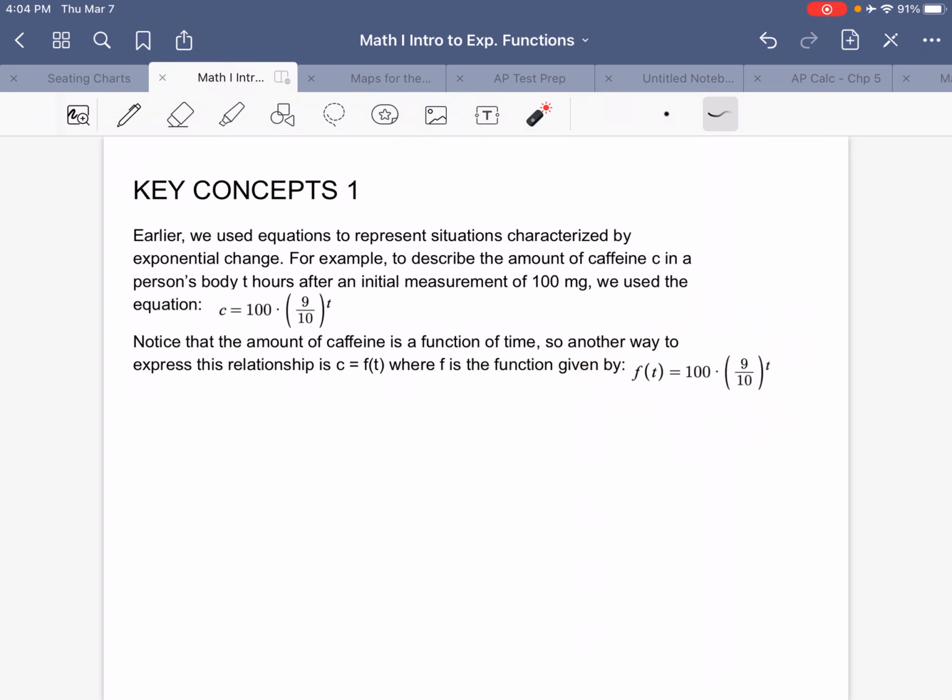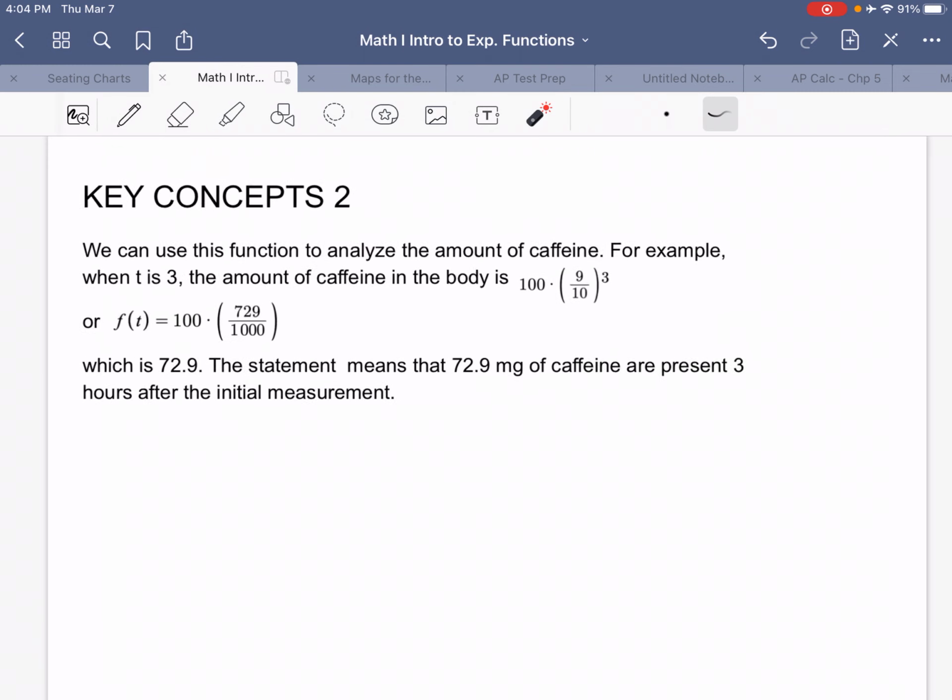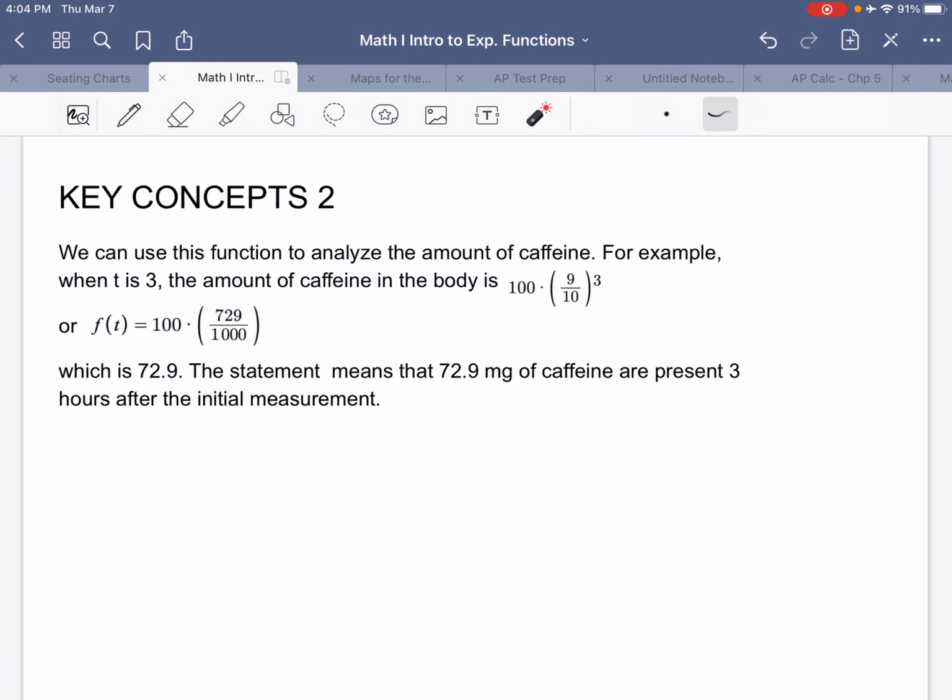Now, if you'll remember in our previous lessons, lessons 7 and 8, I showed you how to use Desmos to type something like this in to make some calculations. We can use this function to analyze the amount of caffeine. For example, when t is 3, 9/10 to the third would be 729 over 1,000. Multiply that by 100, we get 72.9.